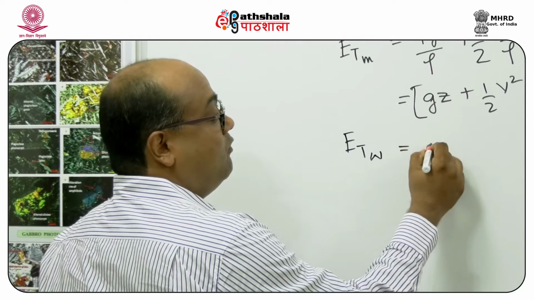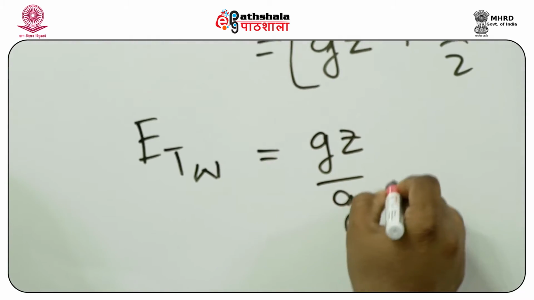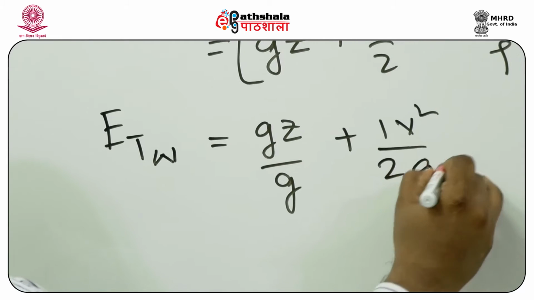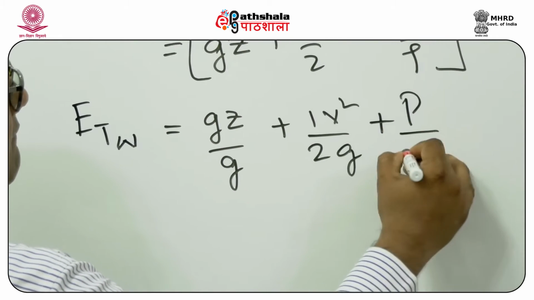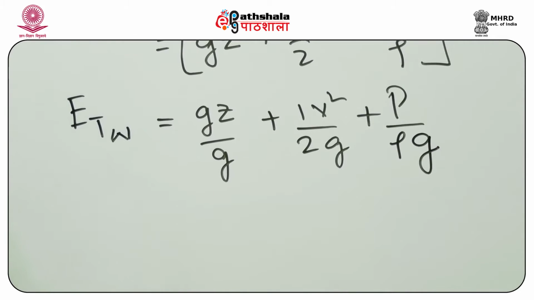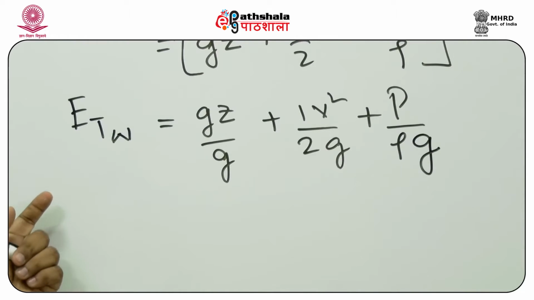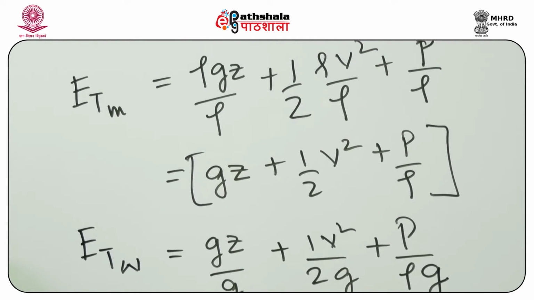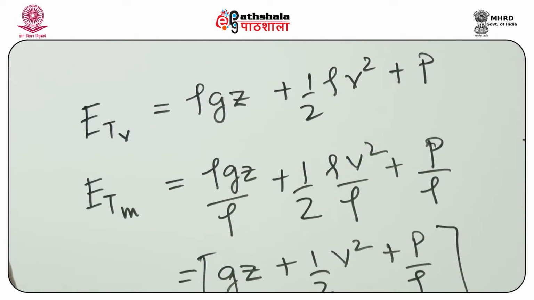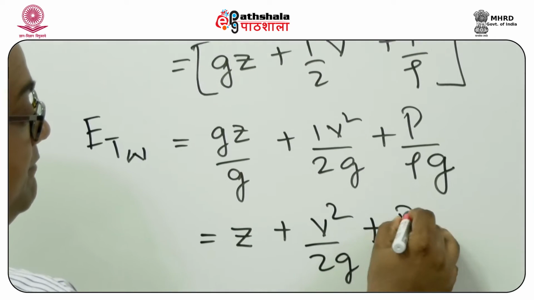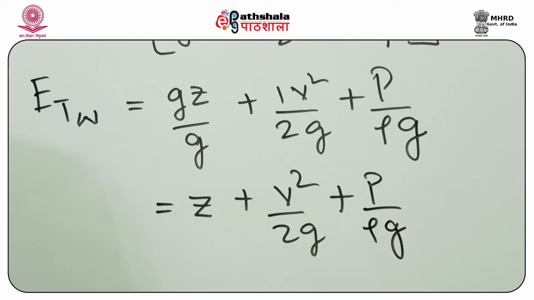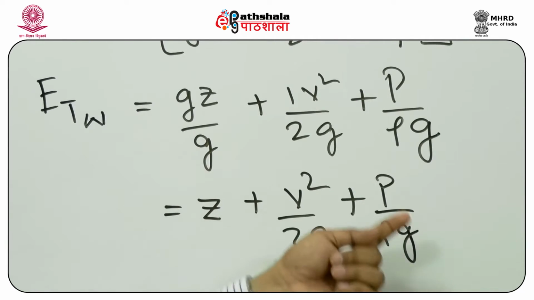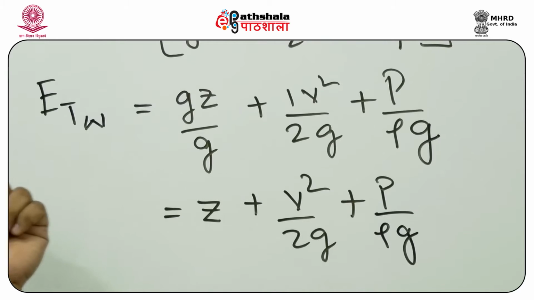In order to do that, I am dividing that equation by the gravitational acceleration, so z plus v square by 2g plus p by rho g. Here I am representing the total mechanical energy per unit weight. If I simplify it, it comes to z plus v square by 2g plus p by rho g. Here we see that the unit of all these three terms is meters.